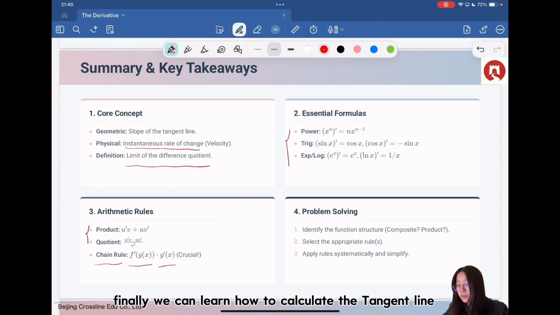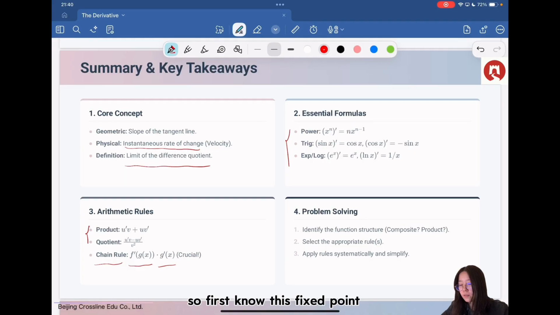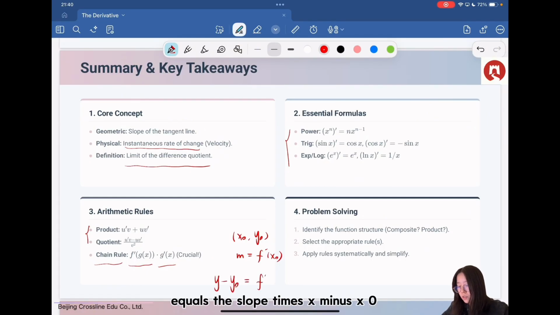And finally, we can learn how to calculate the tangent line passing through one point. So we first know this fixed point, and then we can calculate the gradient or the slope by the derivative at that point, f prime x0. So we can write the straight line function as y minus y0 equals the slope times x minus x0.